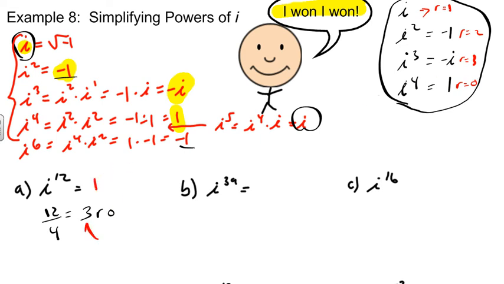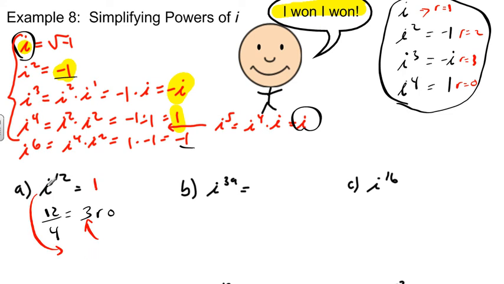You say, well, what about this 3 right here? We actually don't care about the whole number. We're just looking at the remainder. If it has a remainder of 1, the answer is going to be i. If it has a remainder of 2, it's going to be negative 1. If it has a remainder of 3, it's going to be negative i. And if it has a remainder of 0, it's going to be 1.